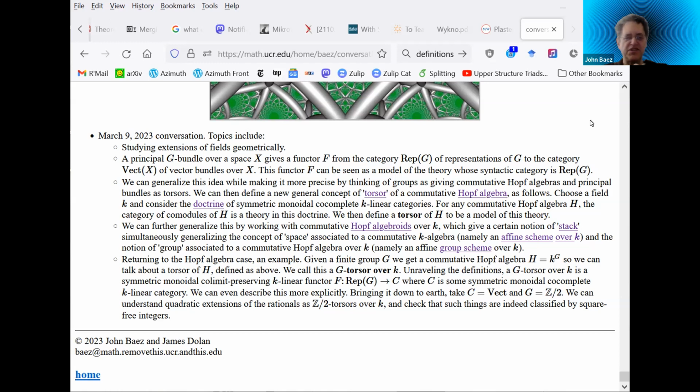Rep G is such a category. The category of vector bundles is not actually, because, for example, the category of vector bundles is not even an abelian category. It doesn't even have all equalizers and co-equalizers. So the way that the algebraic geometers deal with it, as you mentioned, is to go to a larger category of quasi-coherent sheaves.